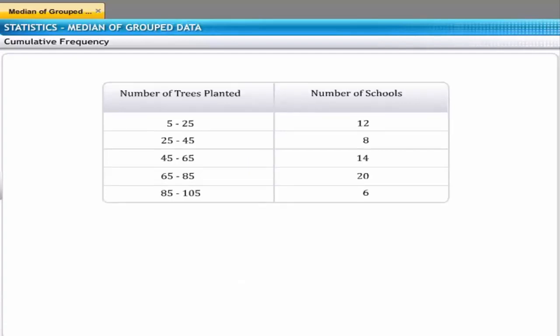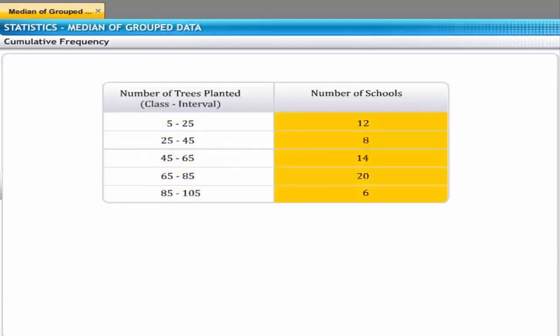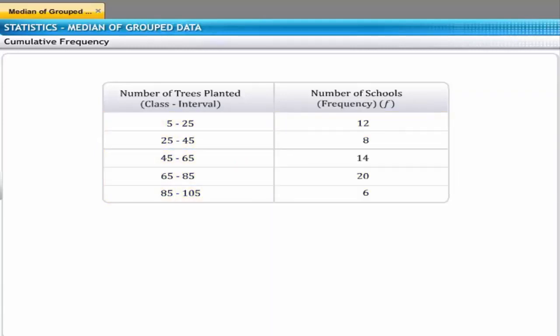Observe the grouped frequency table. What do the two columns in this table represent? The first column represents the class interval of the grouped data, and the second column represents the frequency for each class interval. Now, observe the class intervals in the first column. Each class interval has a lower class limit, highlighted in yellow, and an upper class limit, highlighted in blue.